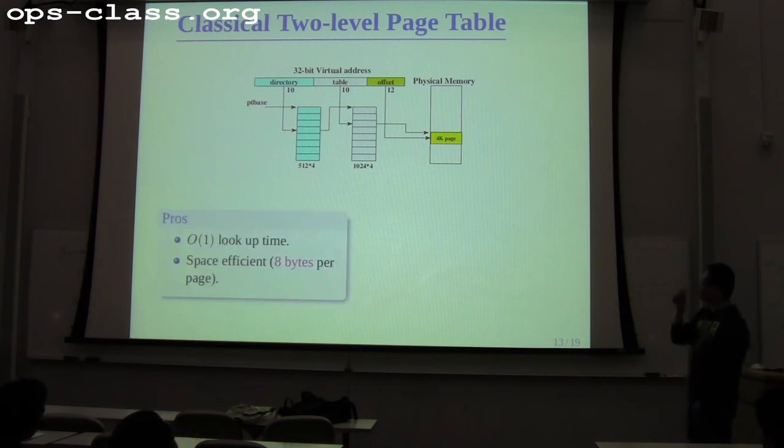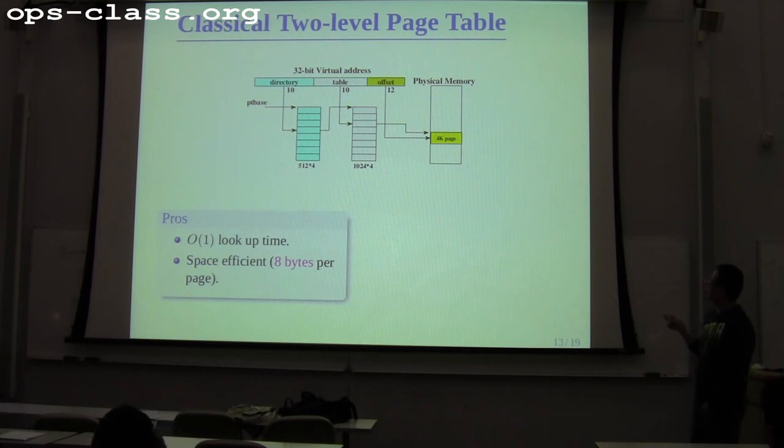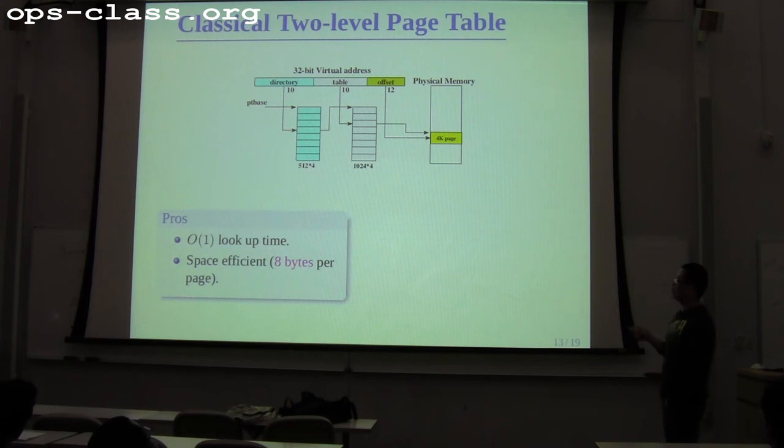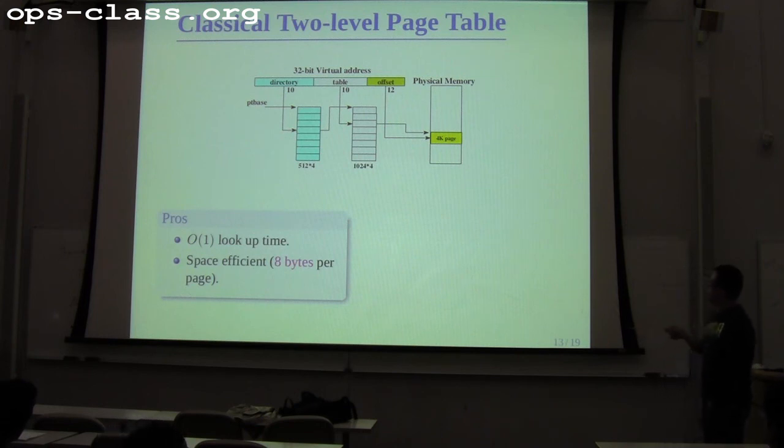The advantage of this approach is that the lookup time is constant. No matter what virtual address you are looking for, you can always get it with at most 1-2 lookups, right? So the lookup time is constant. And in terms of space, it's also efficient. For each physical page, you need 1-2 entries to store the mapping, right?